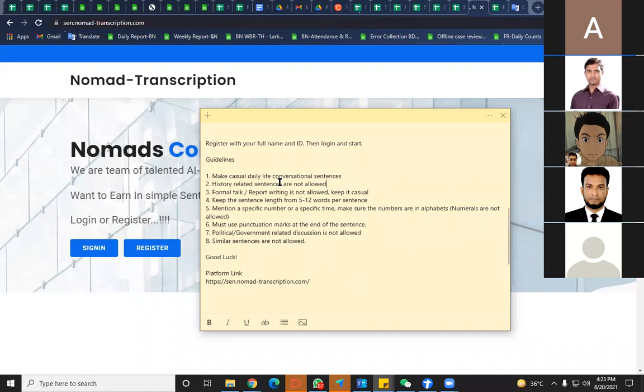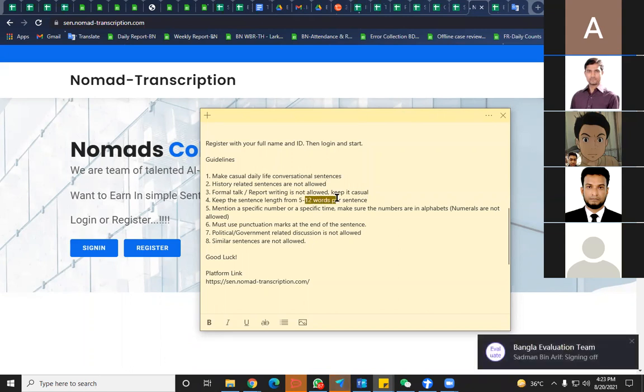Point number four is each sentence should be between 5 to 12 words. This means that the minimum length of your sentence should be 5 words, not less than 5 words, and maximum length should be 12 words, not more than 12 words per sentence.